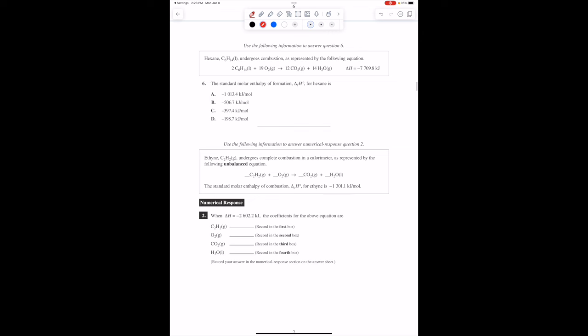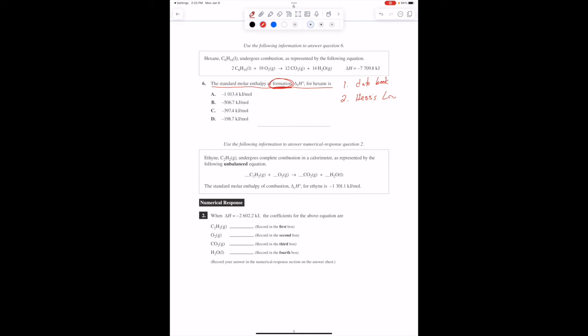Oh, this is one of those. Okay. The standard molar enthalpy of formation for hexane is. Okay. So I always tell you guys, if they ever ask you for formation, there's only two ways to do it. Way number one, just look in the data book. If it's in the data book, that's the answer. Number two, if it's not, you're going to have to do Hess's Law.